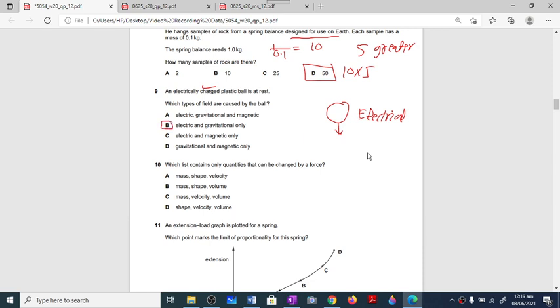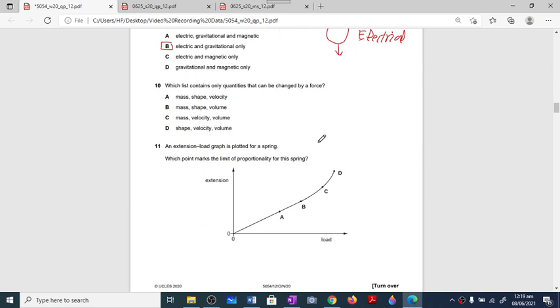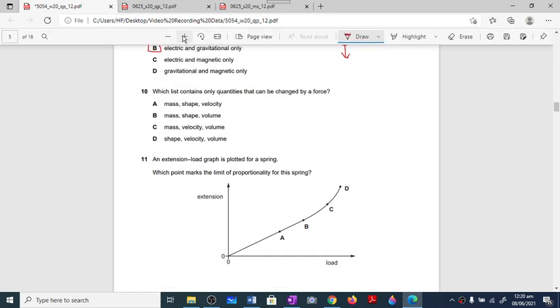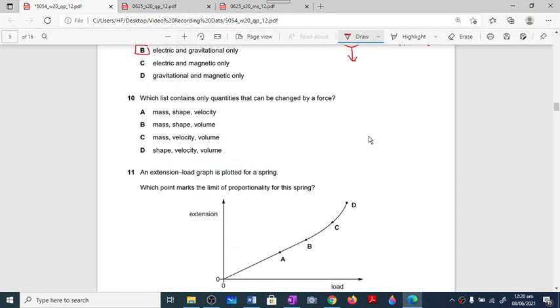Question number 10. Which list contains only the quantities that can be changed by a force? So now the force cannot change the mass. So option A invalid, B invalid, C invalid. So only option D is the valid option.